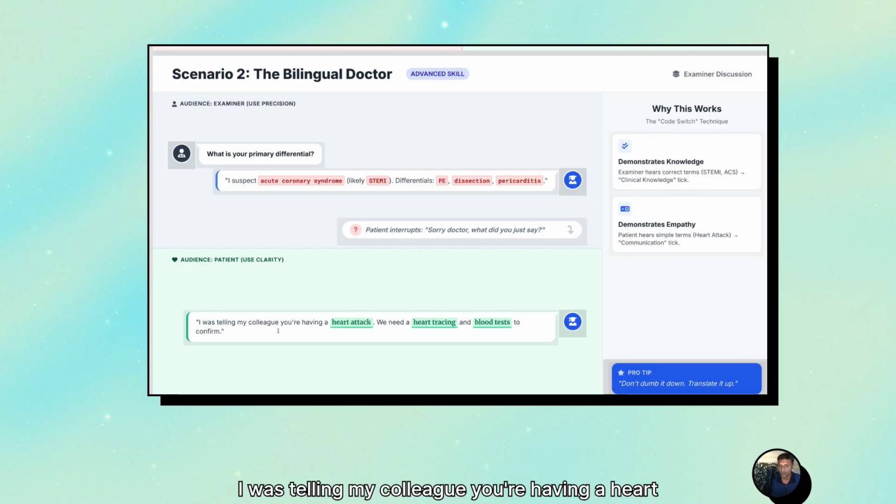I was telling my colleague, you're having a heart attack. We need a heart tracing and blood test to confirm. So this is the language you need to use when you talk to a patient. This demonstrates empathy. You're using simple terms, and the communication is the most important thing. Don't dumb it down, translate it up.